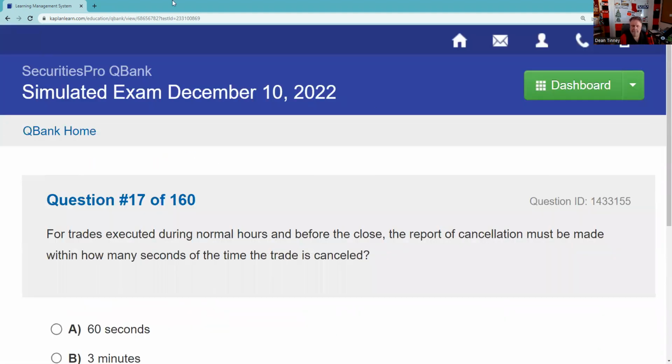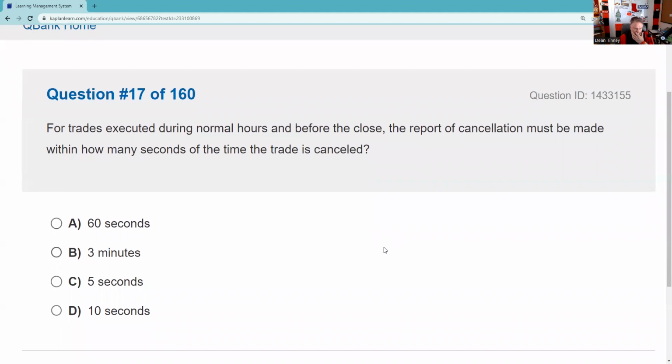Question 17. For trades executed during normal hours and before the close, the report of a cancellation must be made within how many seconds of the time the trade is canceled? That's 10 seconds. Hopefully, as you're watching this, you keep some 4x6 cards or a notepad where you can make notes of these recognition style test questions like this.